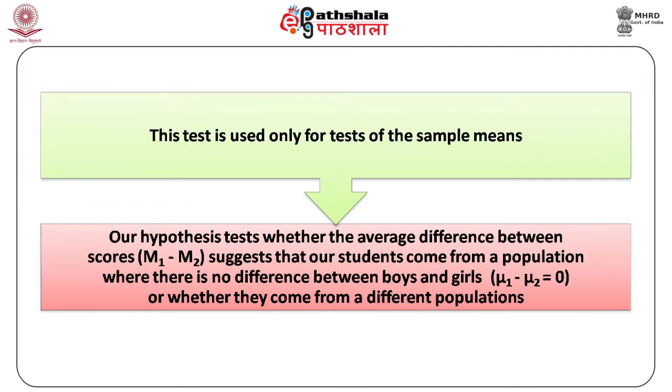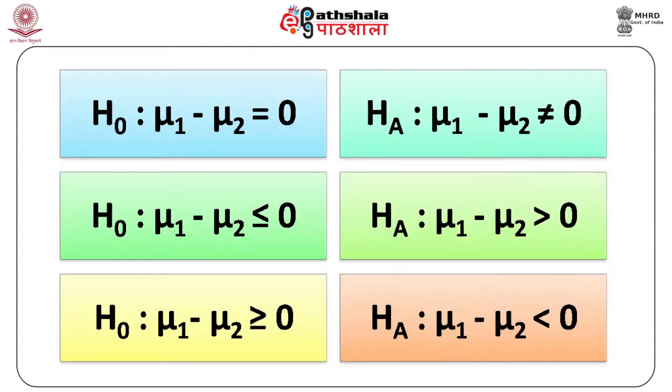This test is used only for tests of sample means. Our hypothesis tests whether the average difference between scores, M1 minus M2, suggests that our students come from a population where there is no difference between boys and girls, that is mu1 minus mu2 equals 0, or whether they come from different populations.